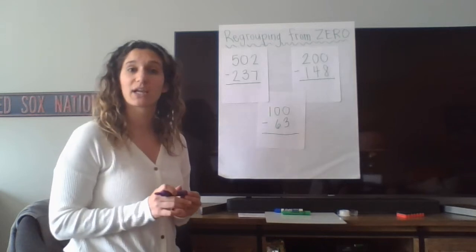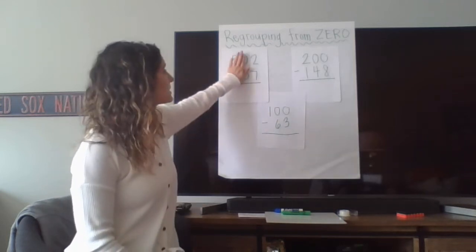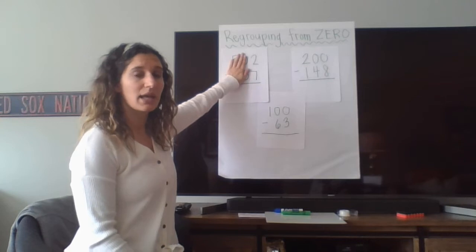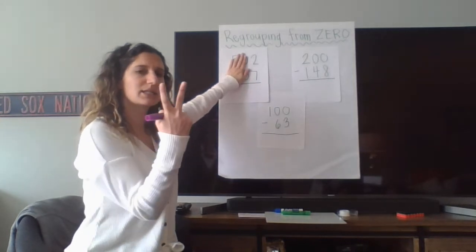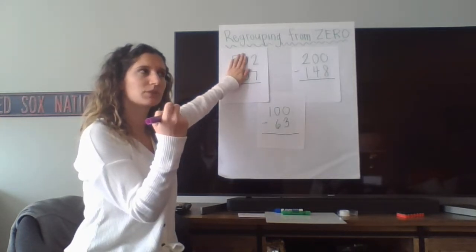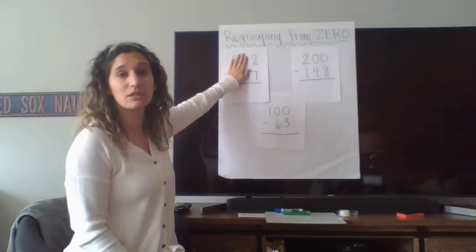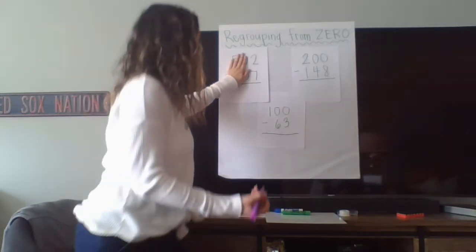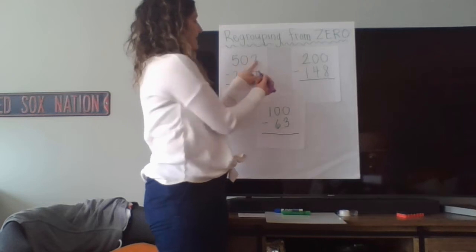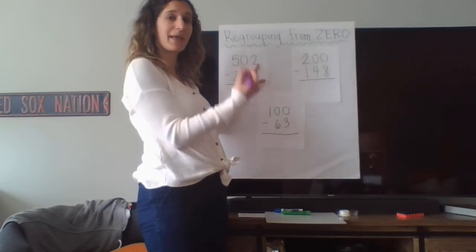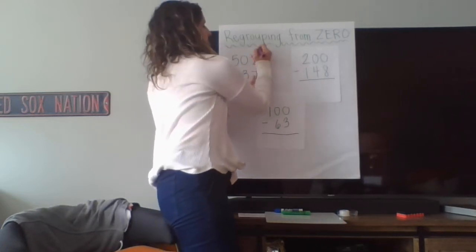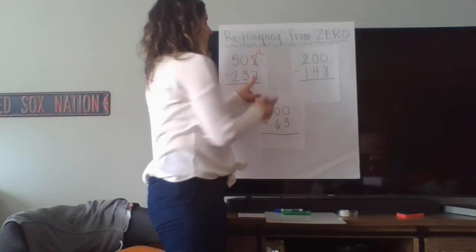So remember, the first thing I always do when I'm subtracting is I'm going to start in my ones place. If I have 2, can I take 7 away? 1, 2. I can't, so I need to use my regrouping method. So 2, I want to bring 10 over and regroup 10, so I'm adding 10 to my 2. 10 and 2 makes 12.